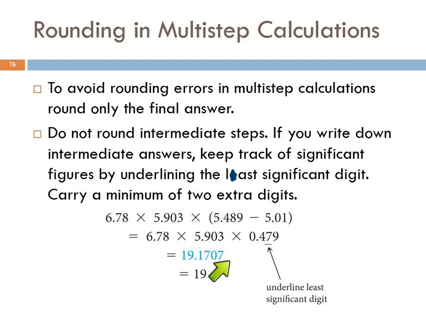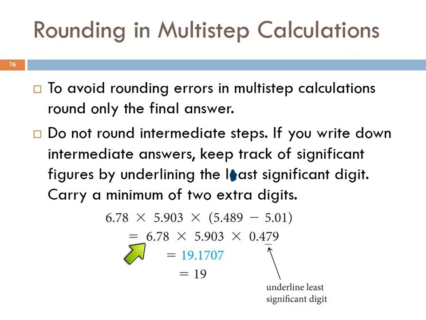19.1707. But here we have multiplication and we have subtraction, and so we need to go back and think about what's going on with the significant figures. Here we have subtraction. This has 2 decimal places. This has 3 decimal places. So the result of that subtraction, which the calculator shows us is 0.479, the last significant digit is the 7. This has 2 places, this has 3. So it should be to 2 decimal places. So I'm going to underline that because this number has 2 significant figures.